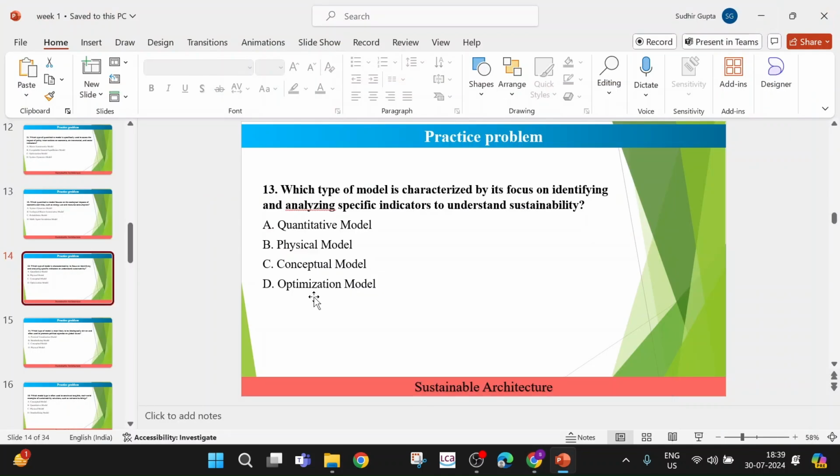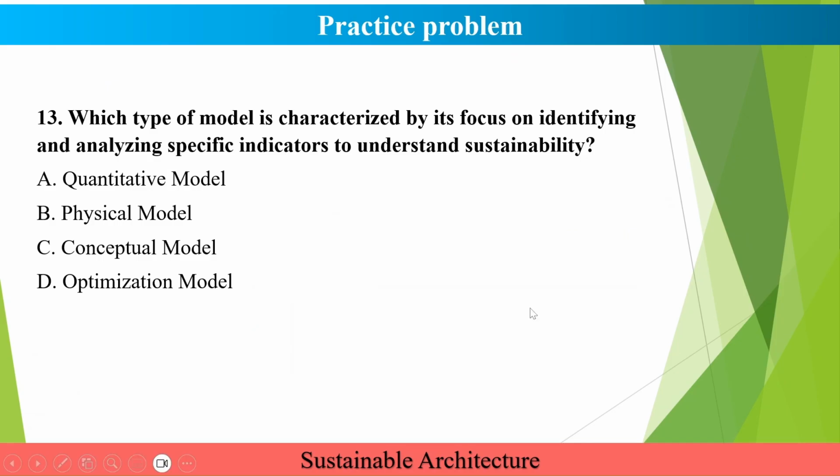Okay. So can we move to the next question? Yes, sir. Okay, Elena is okay. And what about others? They are fine with question number 13? Yes.